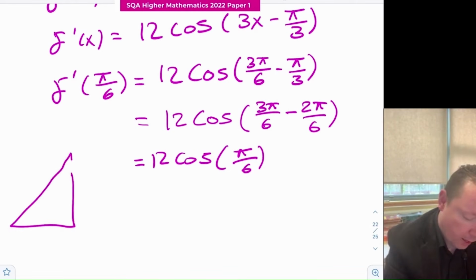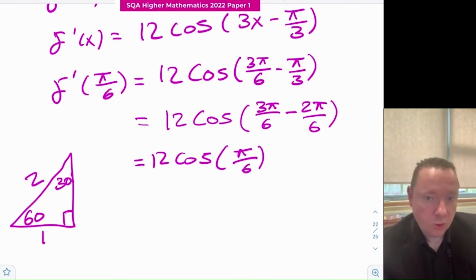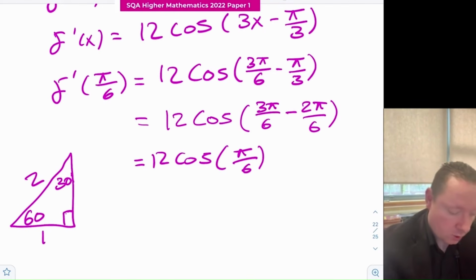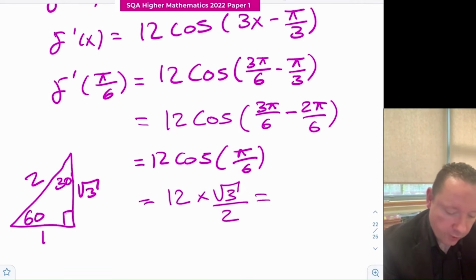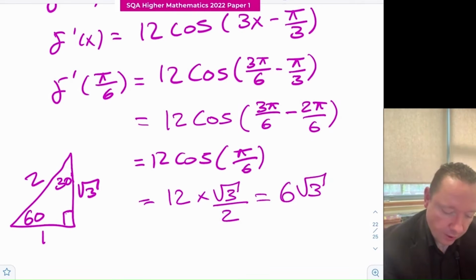If you're not sure of what that is, let's draw an exact value triangle. If this was 60 degrees, that would be 30 degrees up here. This would be 2, this would be 1. 2 squared is 4, minus 1 squared is 1, so that gives you 3. So we get the root 3. And we're looking at the cos, so it's adjacent over hypotenuse, root 3 over 2. So you get 12 times root 3 over 2. 12 divided by 2 is 6, so you get 6 root 3 as your final answer.